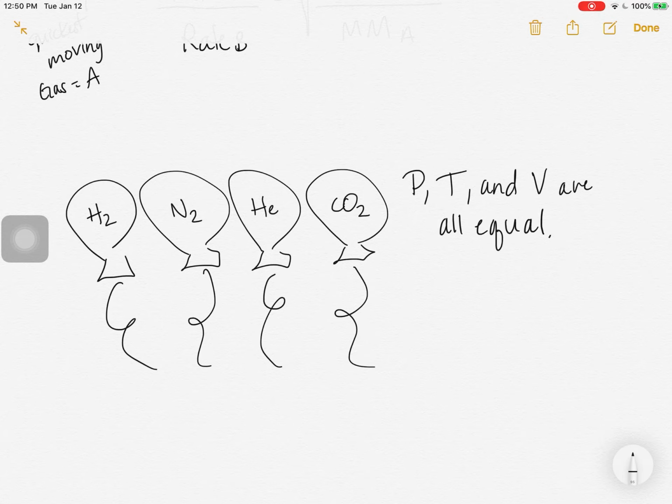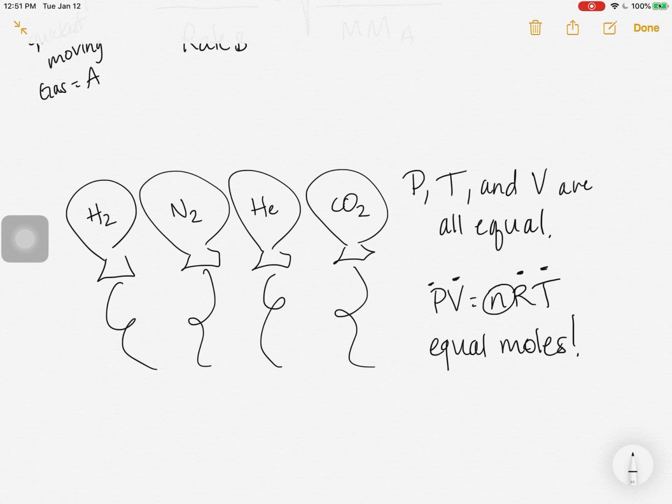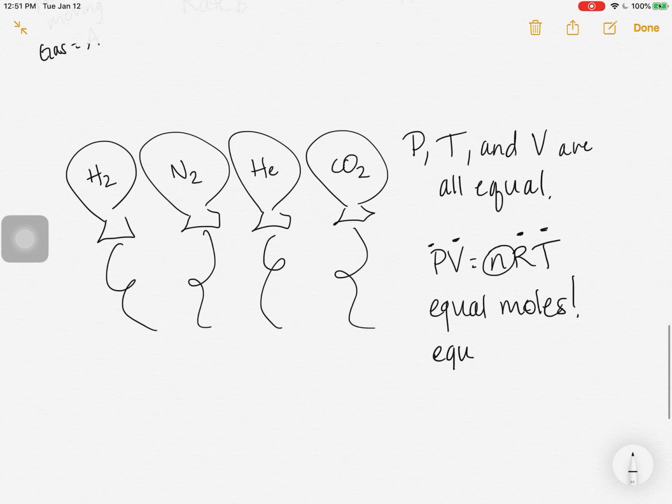Okay, well, think about this, something I don't know if I've come out and mentioned. If P, V, and T are all equal, think about solving the ideal gas law. Well, if P, V, and T are all the same for these 4 balloons, we know R is a constant, it means n is the same, right? So keep that in the back of your head. If the pressure, the temperature, and the volume are the same, then I have equal moles. Okay? If I have equal moles, I have equal molecules.